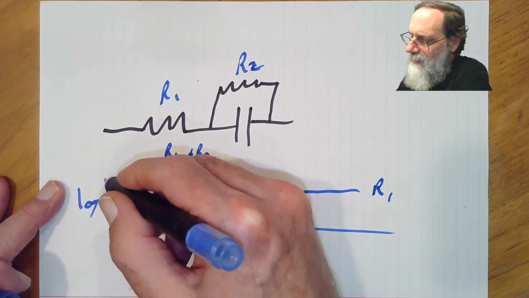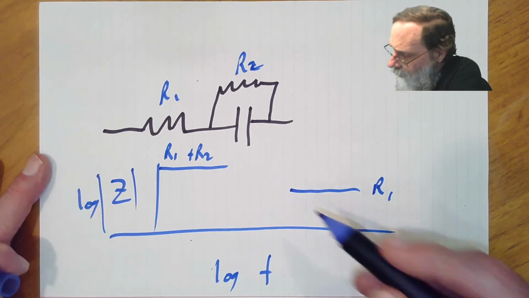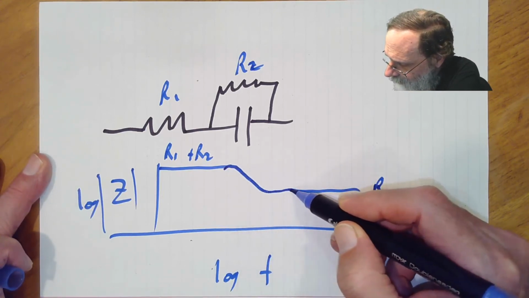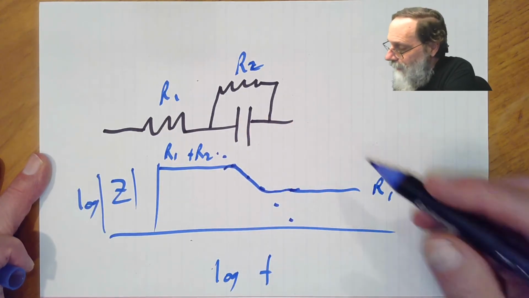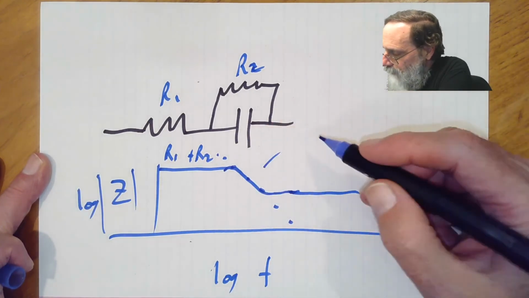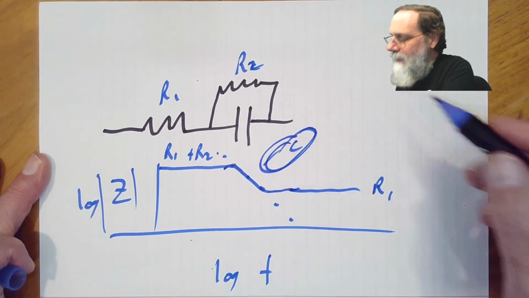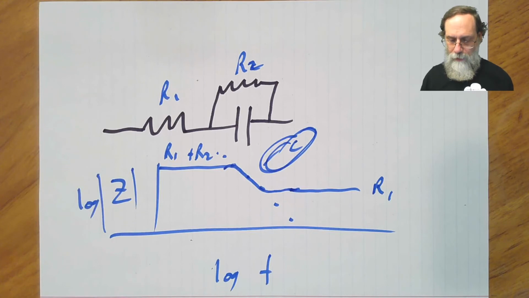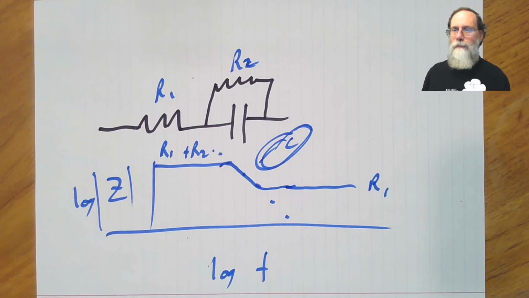So I should say this is the magnitude of the impedance. We're not looking at the complex part here. And what happens in between? Well, we're going to get something that slopes down here, and this sloping line is essentially where the capacitor is affecting the impedance. So you can look at corner frequencies here and here based on what these resistors are. That model is a very popular one, as I said, in bioelectronics.